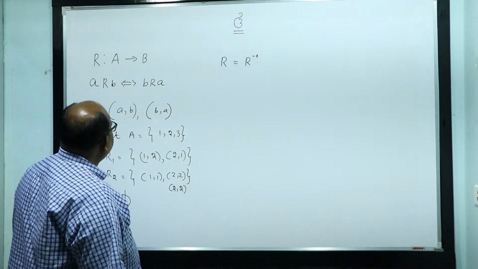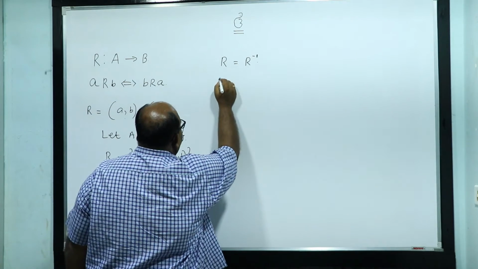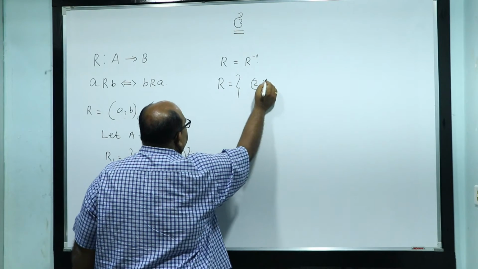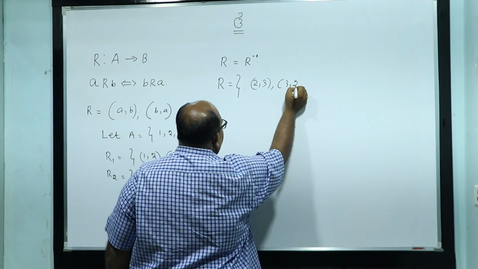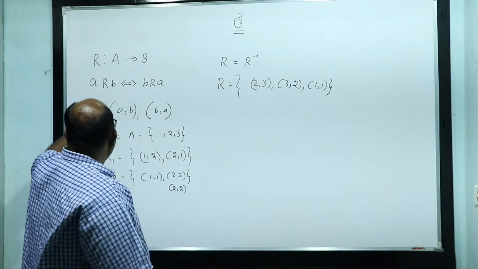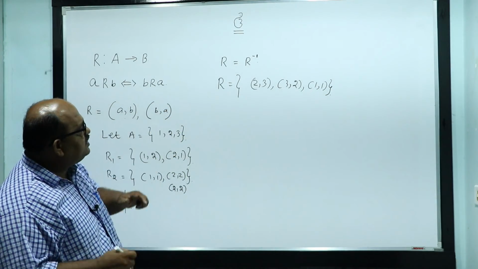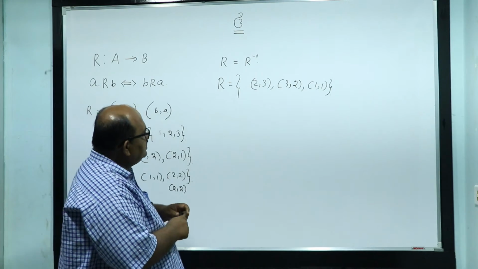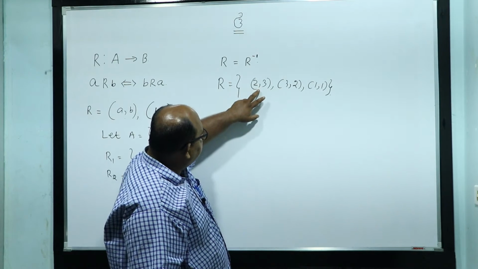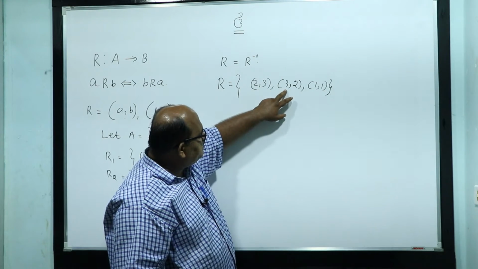You write any symmetric relation. Look, I am writing another relation {(2,3), (3,2), (1,1)} for set A. Now is it symmetric? Clearly it is symmetric because (2,3) and (3,2) are present. If we take (2,3) as (a,b), then this is (b,a).